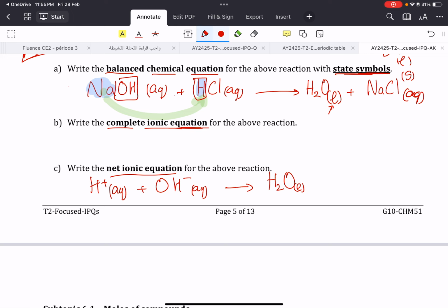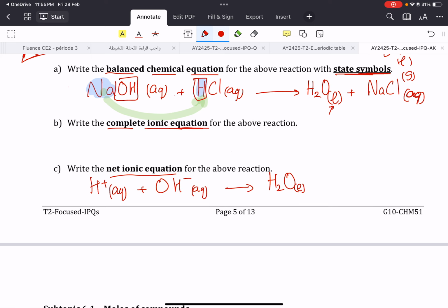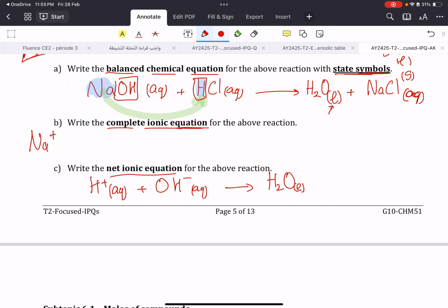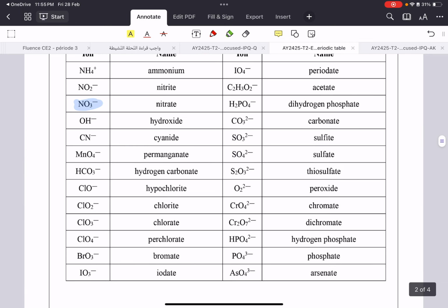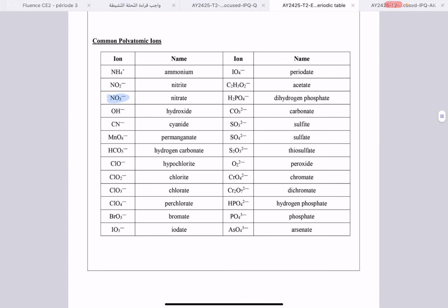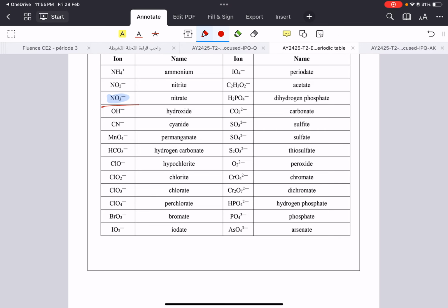Now, when they ask you to write the complete ionic equation, it means you have to split the ions of every compound and separate them. Na belongs to group 1, so it is positive 1. And OH, in case you forgot, is OH minus. I told you that you always have this list of polyatomic ions. Please use it. See, it's OH minus.